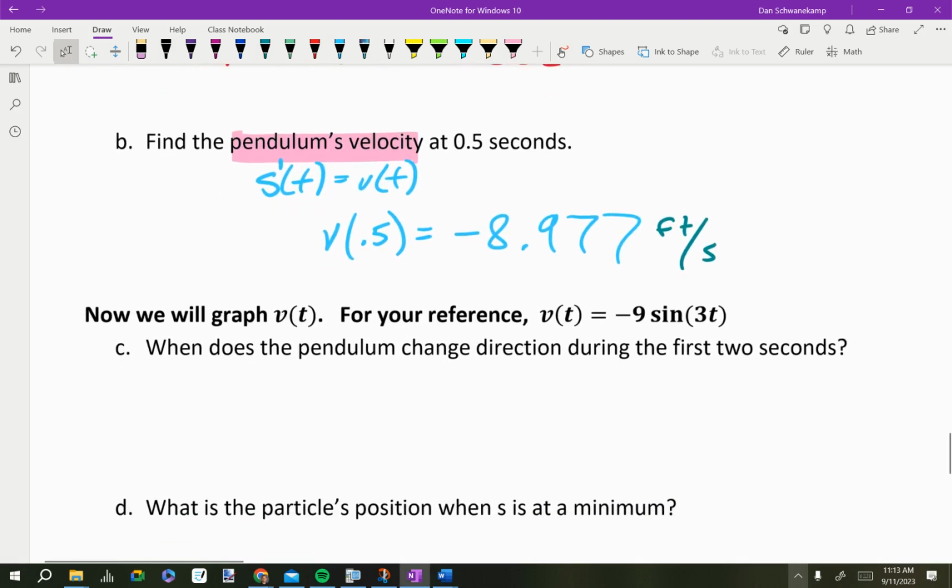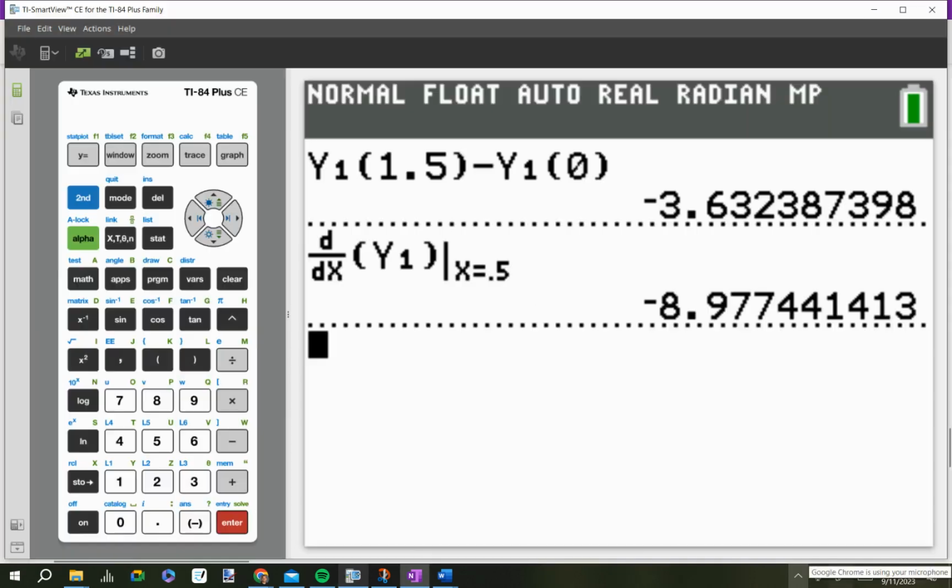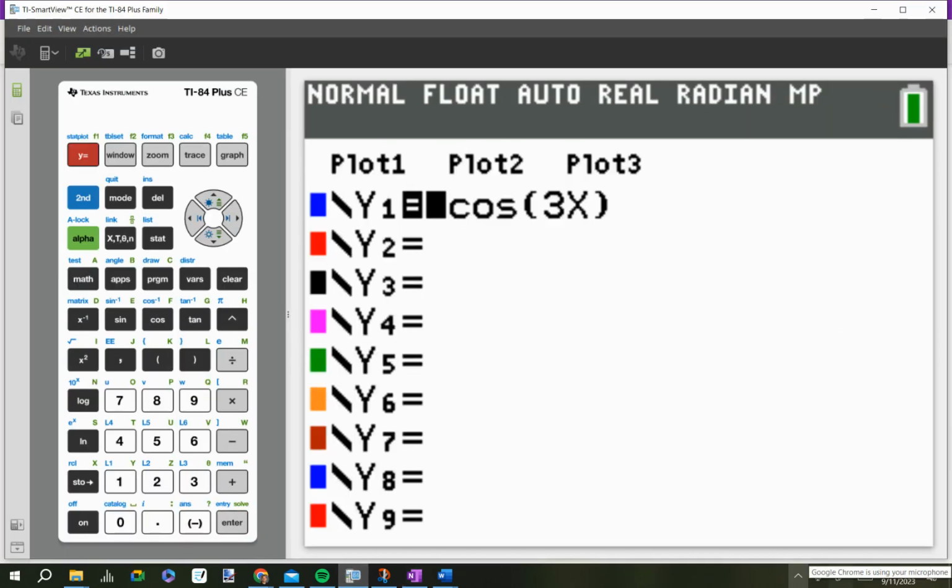Cool. We did that. Now we're going to graph velocity. We didn't know how to take the derivative of velocity, so they just gave it to me here. V of t is going to be equal to that guy right there. Let's type it in. So y equals, I'm not going to type in over y1. I'm going to type it in as y2. So for y2, I'm going to type in that derivative that they told me: negative 9 sine 3x.